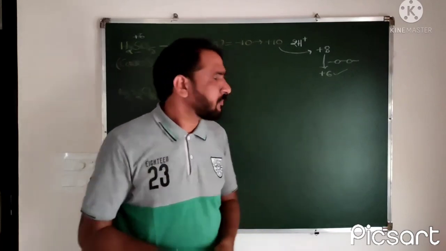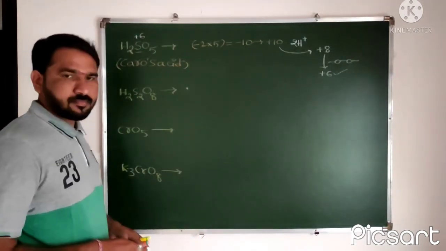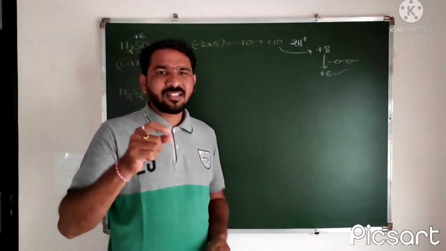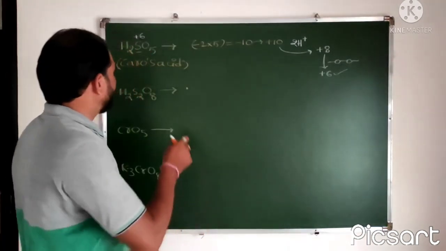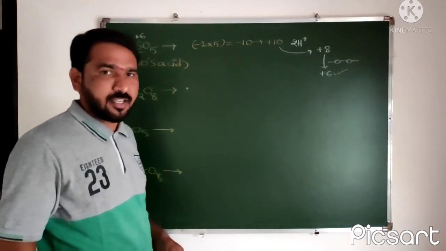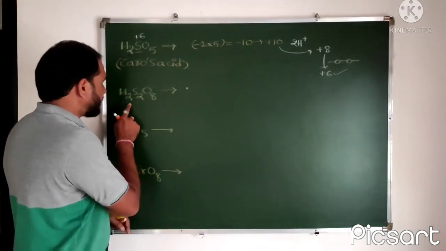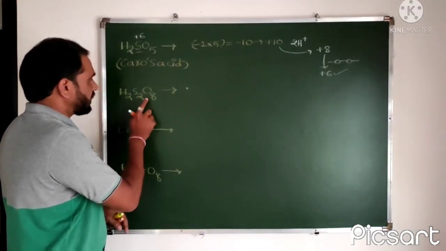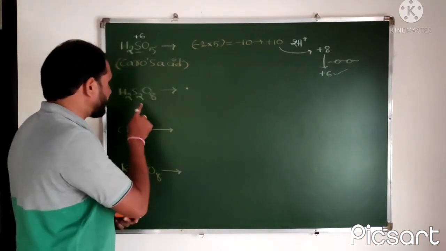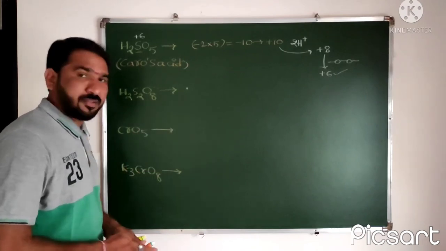Is it clear? Then coming to H2S2O8. The name of the compound is peroxy disulfuric acid. Caro's acid is named as what here? Peroxy sulfuric acid. It means one peroxy bond is there in that. Coming to this H2S2O8, this is named peroxy disulfuric acid, but the question asked is about what here? Sulfur oxidation state. Same calculation, simple calculation.